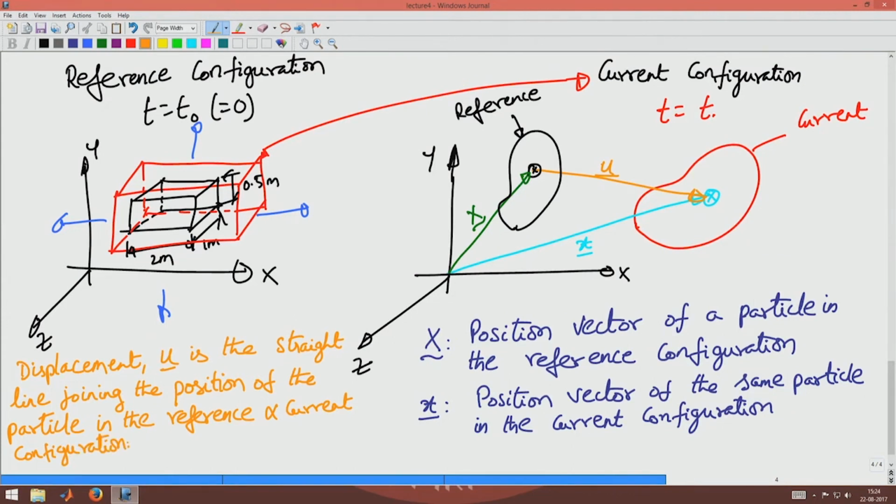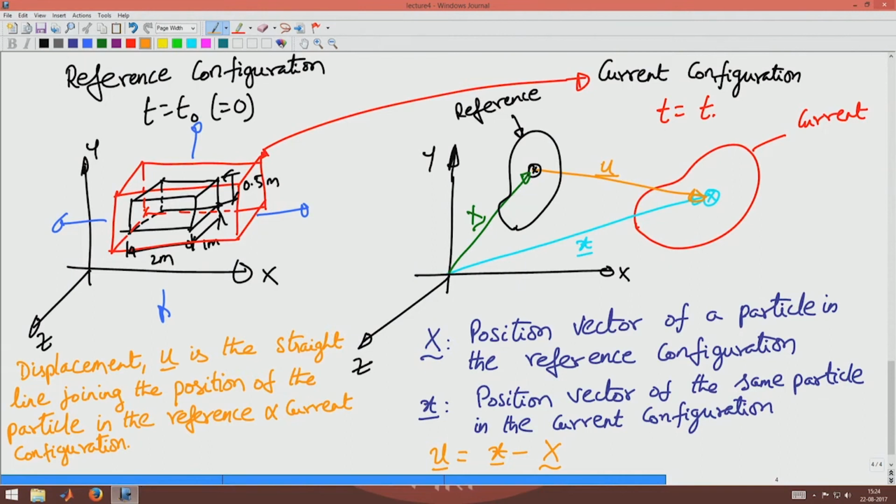Okay. What is u in terms of capital X and small x? From the parallelogram law of addition, u would be small x minus capital X, because capital X plus u will be small x. So, u is small x minus capital X, that is the displacement.